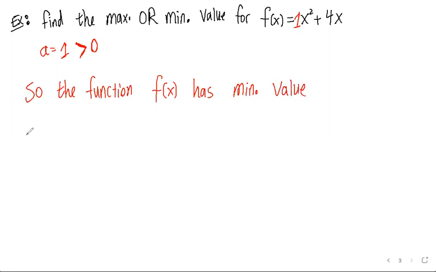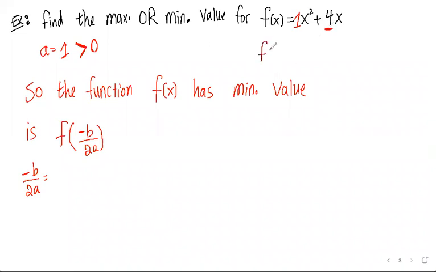So what is the value? It is f of minus b over 2a. Now, what is minus b over 2a? Let me write it down here. Minus b over 2a is equal to... so my b is this value. Actually, let me write it down again.